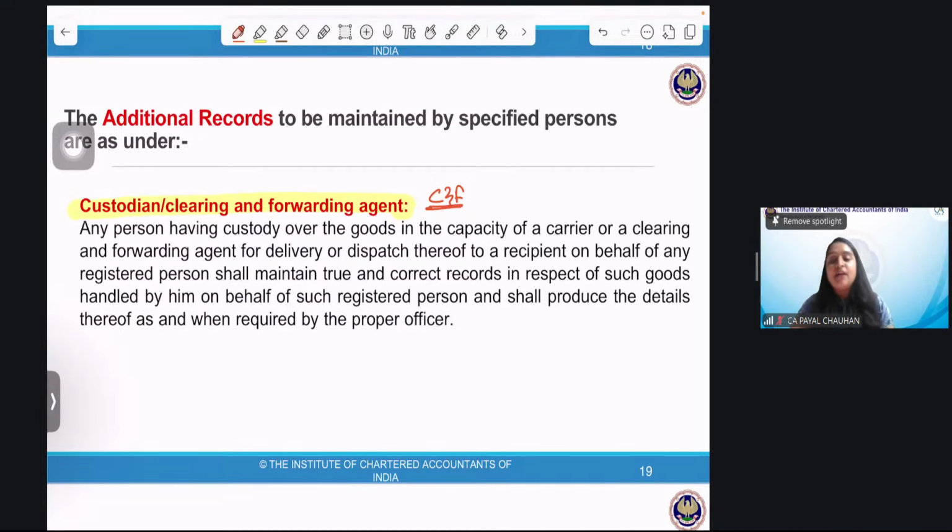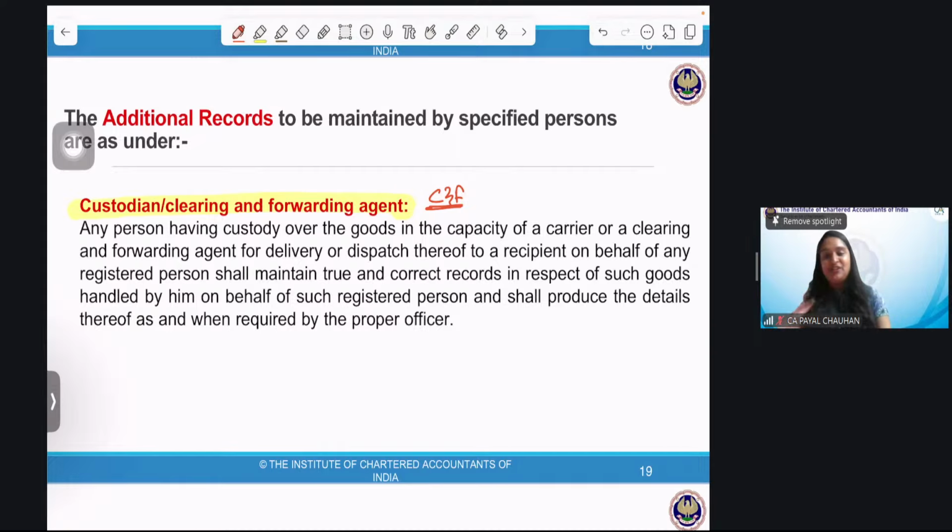I'll explain. What is a CFA? See, usually transporters are also CFA, that is clearing and forwarding agents. We have Porter apps. Don't we have Porter apps which help you transport your goods from one place to another? While in the transportation, they also have the custody of our goods. Those are known as clearing and forwarding agent, right?